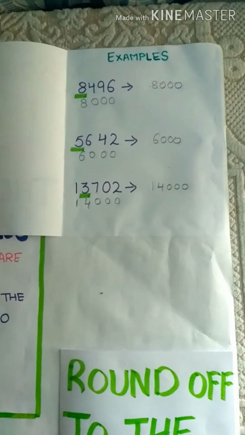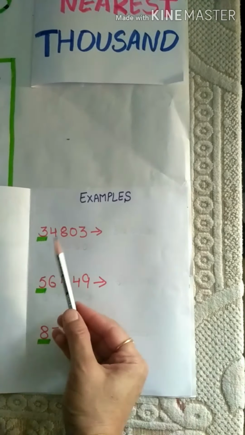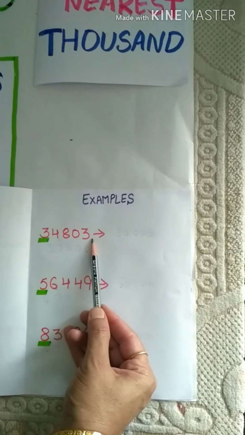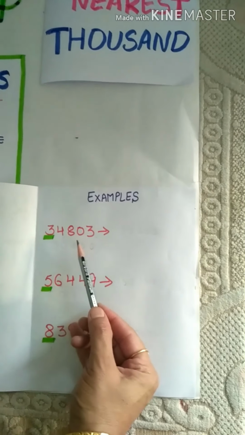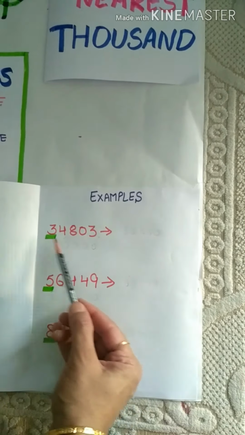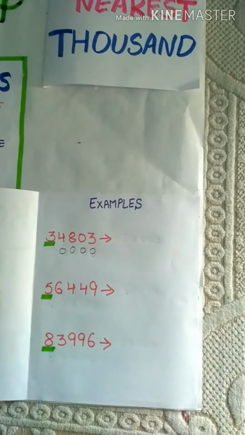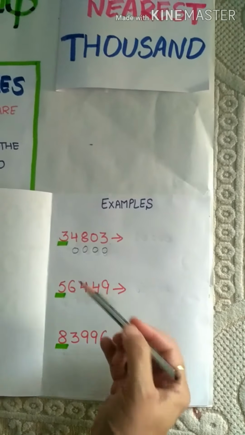Now move to the round off to the nearest 10,000. Here again I have few examples. 34,803. Here, which digit is at the 10,000 place? Here the digit is 3. Now write 0 at ones, 0 at tens, 0 at 100 and 0 at 1000 place. Now next step is see the number at the right side of the underlined digit. Here the number is 4.